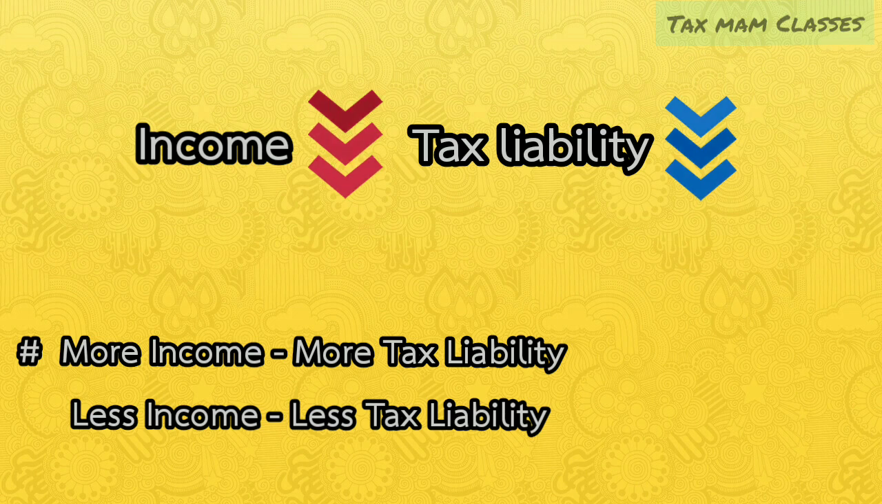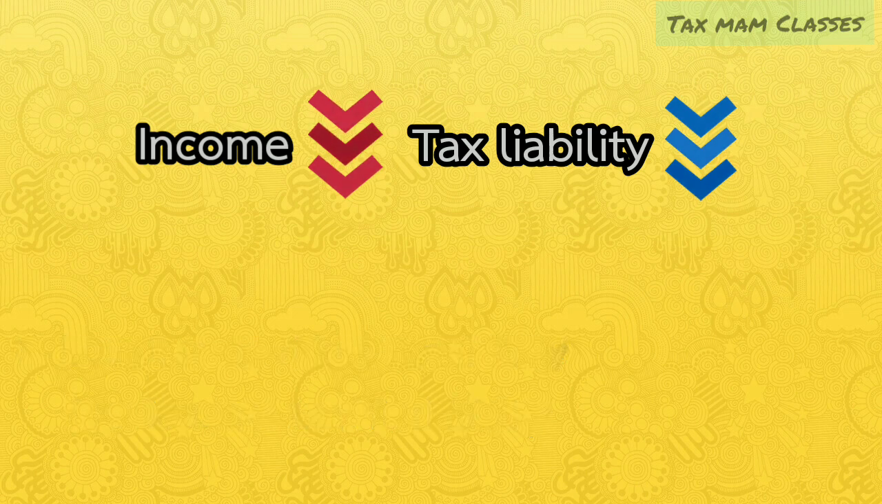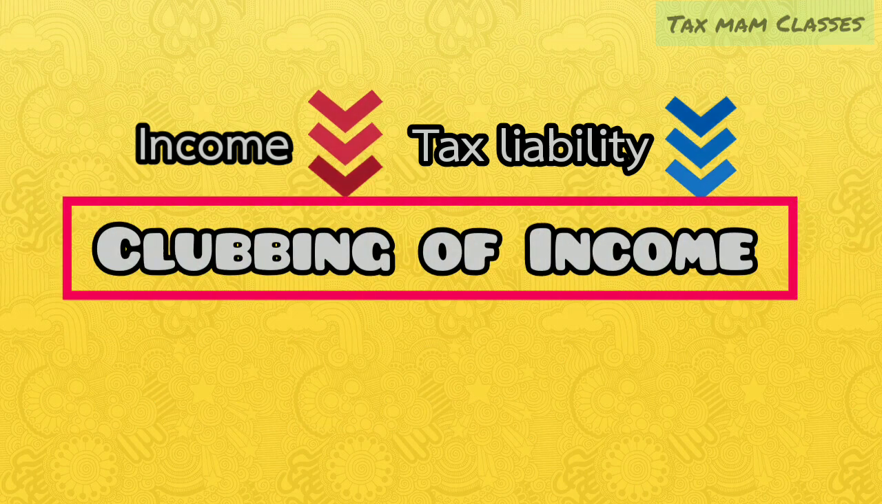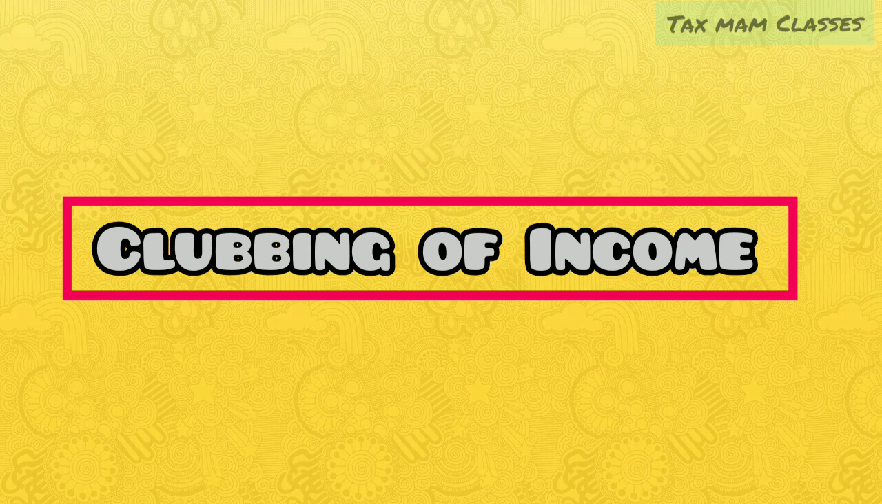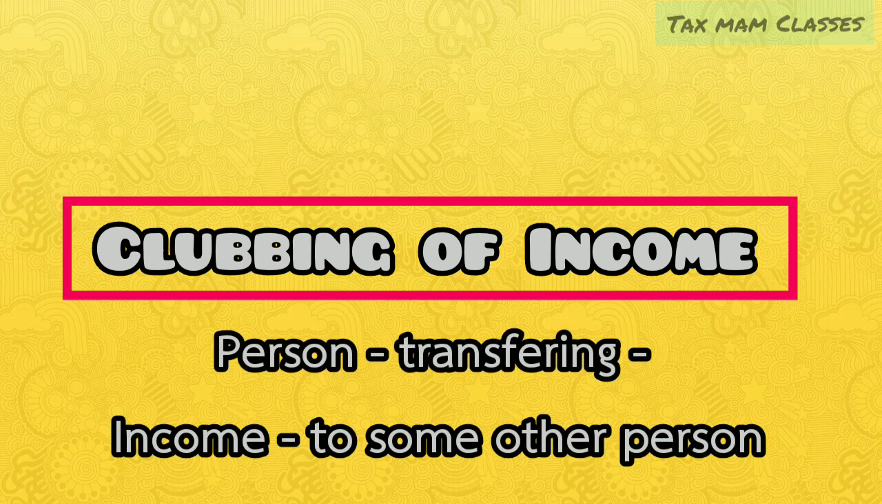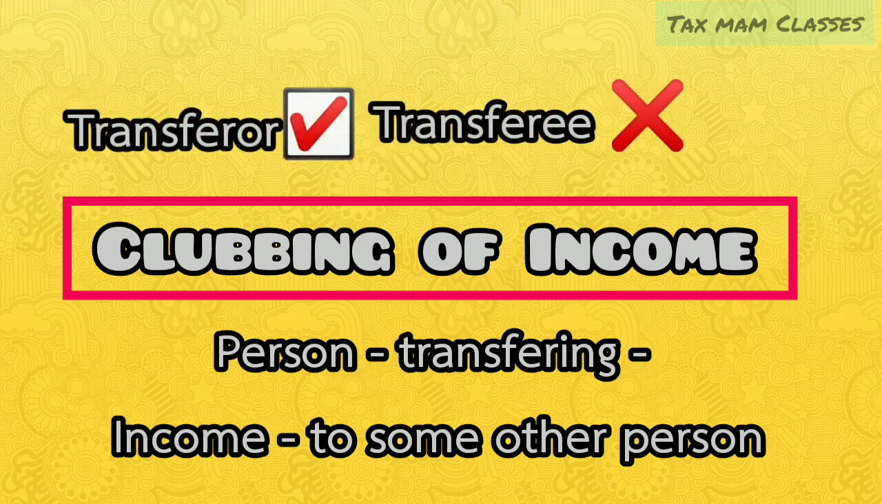So there came a concept called clubbing of income. The meaning says that if any person is transferring a part of the income to any other person without any adequate consideration, that income will be taxable in the hands of the transferor only, not in the hands of the transferee.